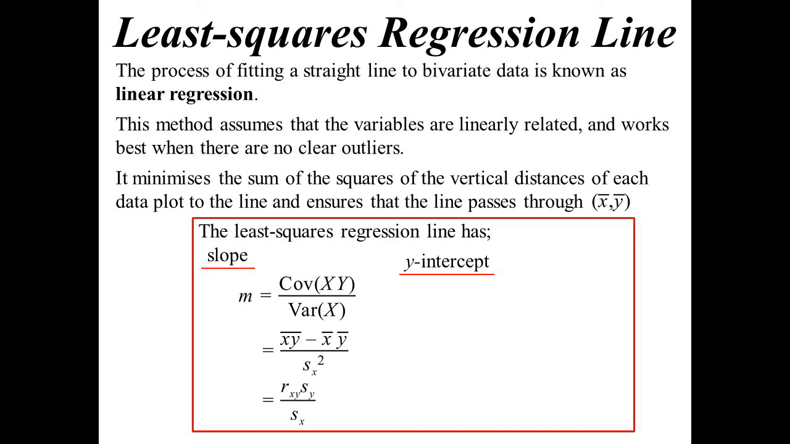Okay, where's the y-intercept? Well, that's going to be the equation of our line, because remember we said it has to go through the point x average, y average. So we can use that to create the y-intercept. It'll be the y average minus the slope that we just worked out times the x average.